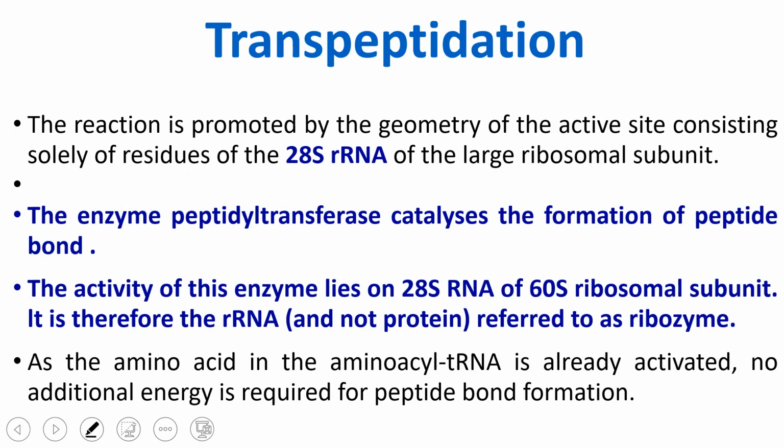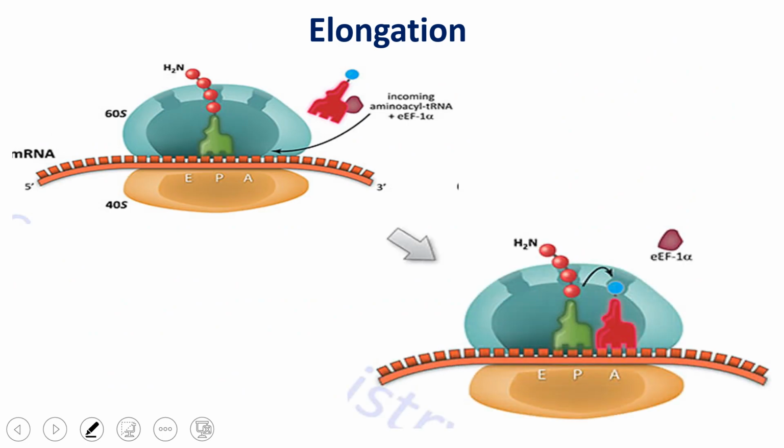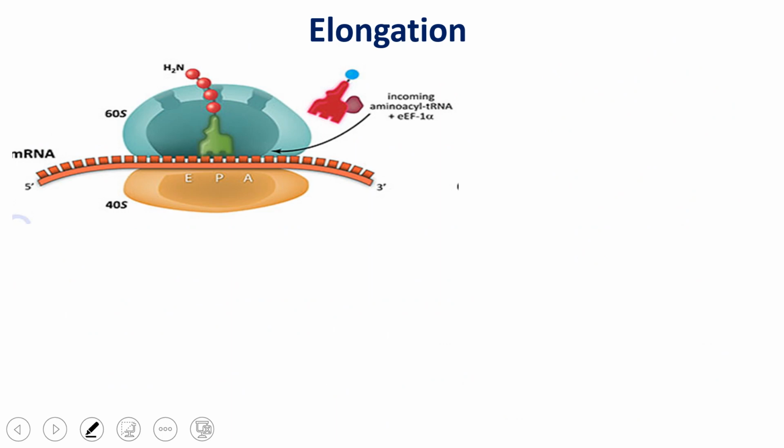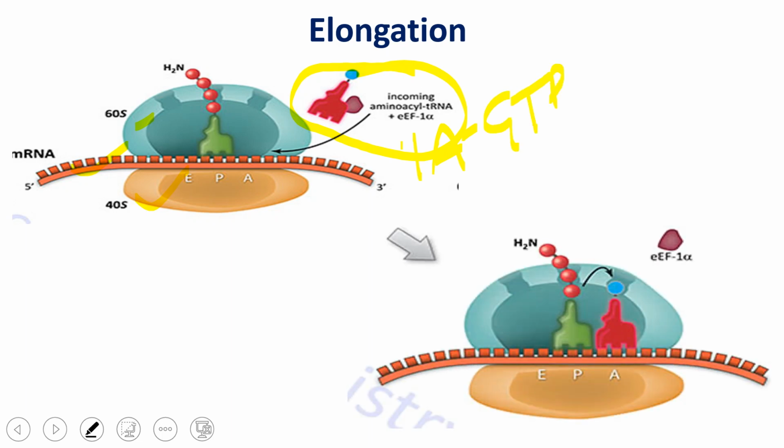So we'll say elongation. In the elongation process, this is the first step. From the previous initiation we have got 40S, 60S, and the first amino acid. Now a new amino acid comes for binding to the A site. This amino acid will not come alone, it will come along with some factors. Those factors are 1A, and this 1A will not be alone, it requires GTP. So this factor comes and it binds to the A site.